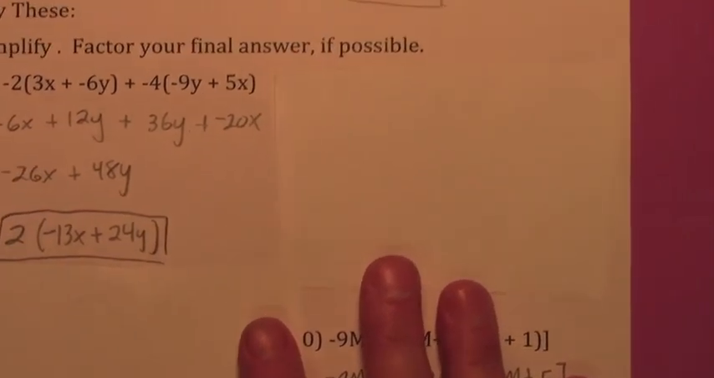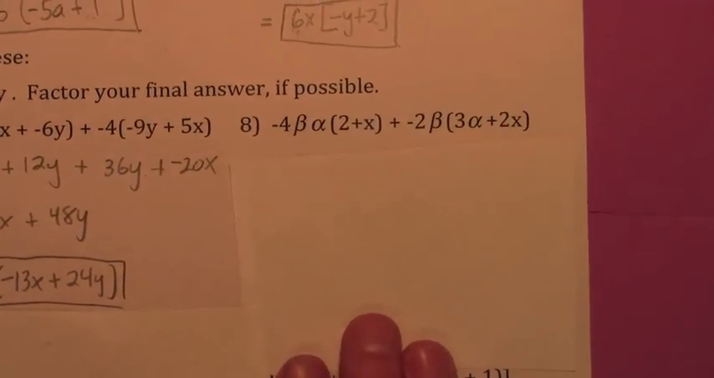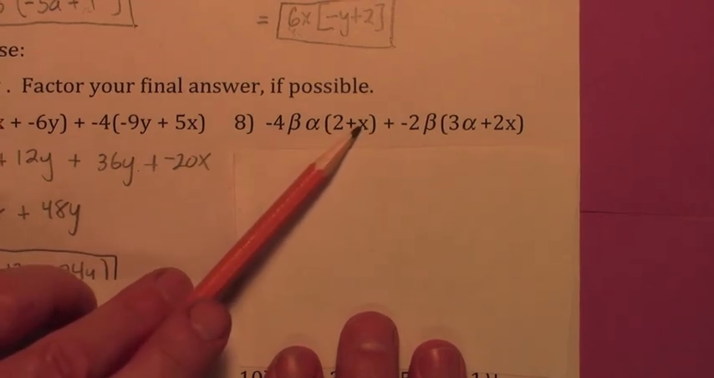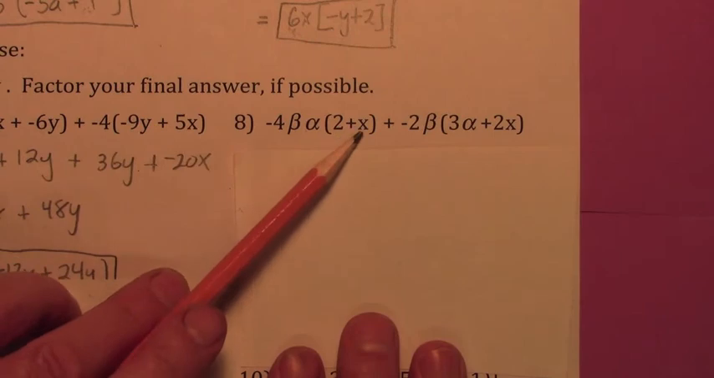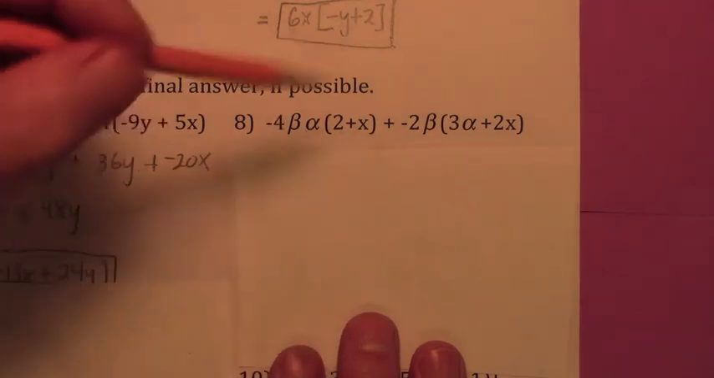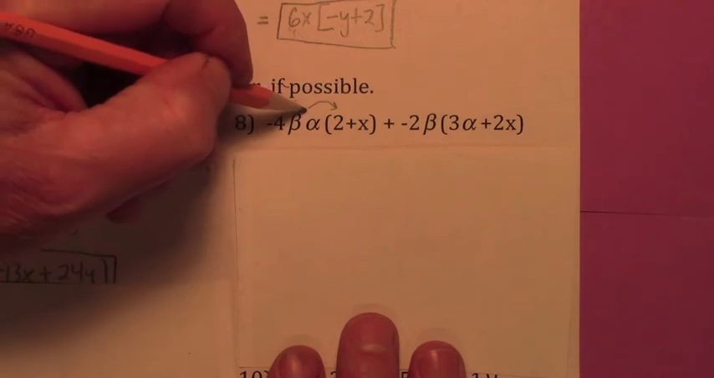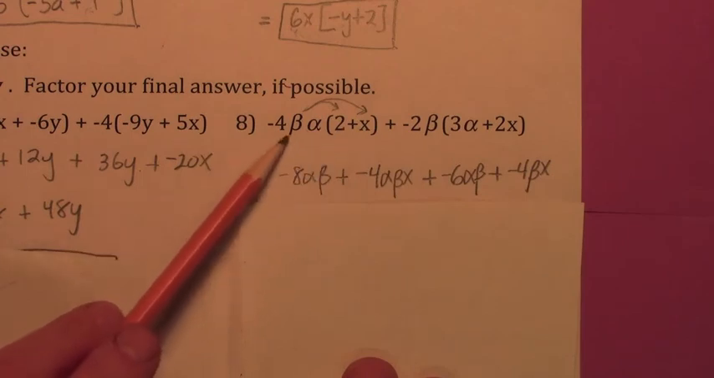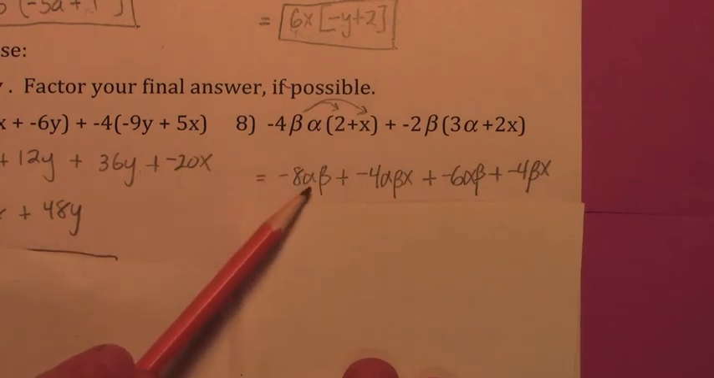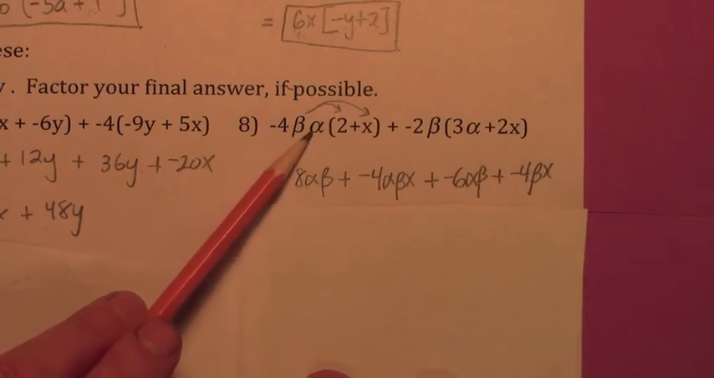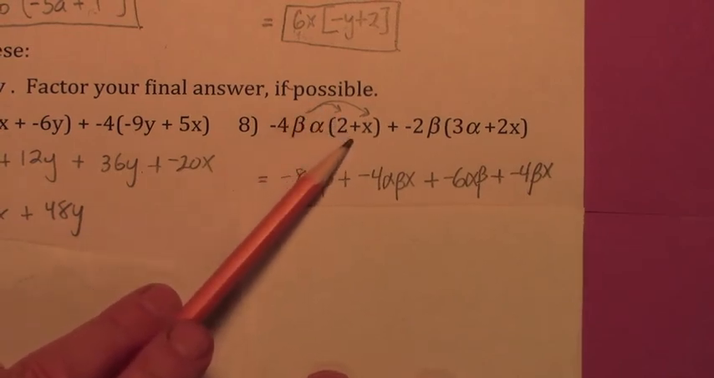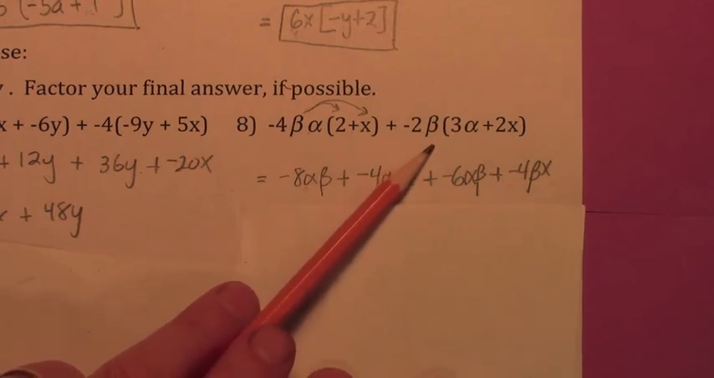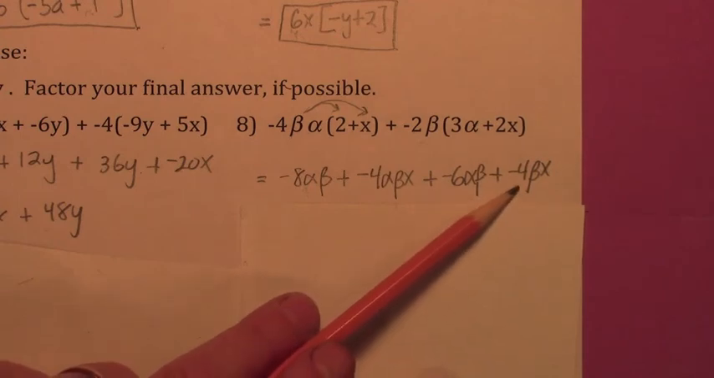Now over here, let's see, this one, it's kind of messy, all these alphas and betas. This is negative 4 beta alpha times the quantity 2 plus x. Inside the parentheses, I don't see anything to combine here or here, so we're going to multiply each of these terms inside the parentheses by negative 4 beta alpha. So the first one becomes negative, I write it in alphabetical order, so it'd be negative 8 alpha beta. That's what this first term becomes. And this becomes plus negative 4 alpha beta x. Over here you get negative 6 alpha beta. And this becomes plus negative 4 beta x.